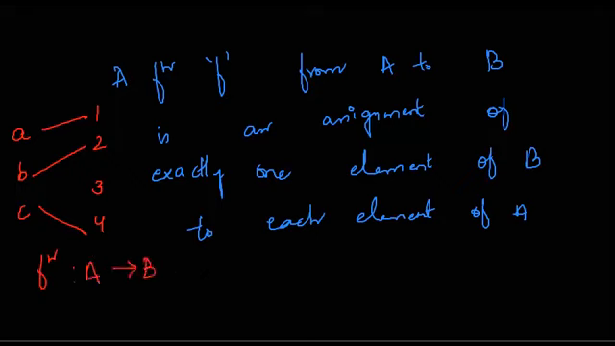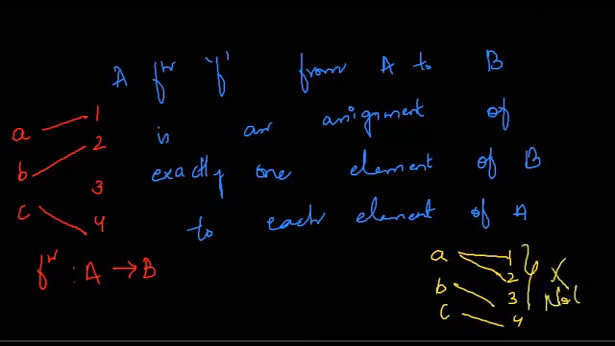Now, in the other case, if we have a mapping of this type, a, b, c and 1, 2, 3, 4, the same elements, but a is mapped to 1 and a is mapped to 2, b is mapped to 3 and c is mapped to 4. In this case, this is not a function. Why is it not a function? Because we have to assign only one element of B to each element of A. Here, we are assigning two elements of B to one element of A. So this is not a function.